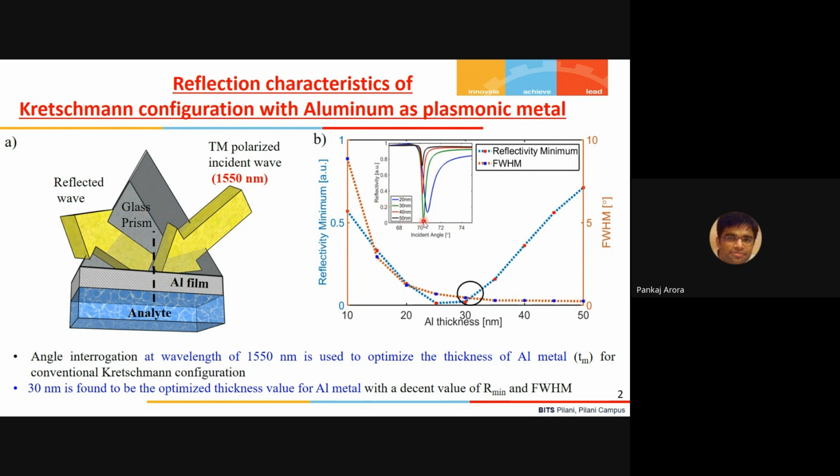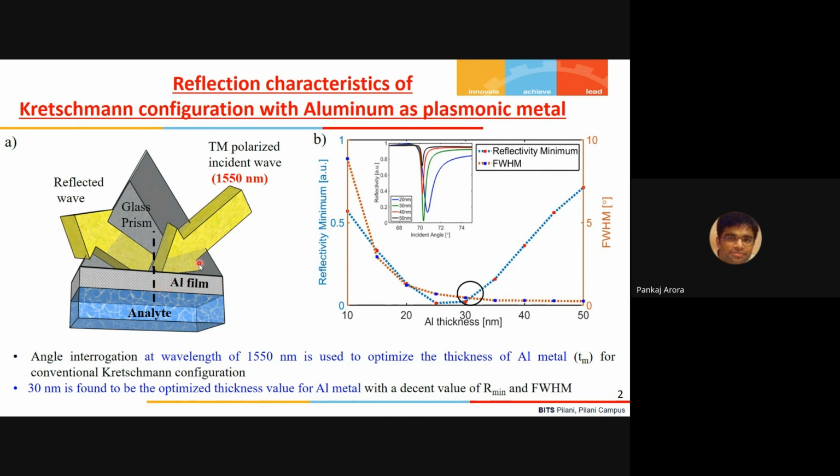The thickness which gives me the minimum reflectivity, and the other parameter I'm going to define is called the full width at half maxima, the line width. The narrower the curve, the more resolution offered by the sensor. So that term is called full width at half maxima. We plotted to calculate trade-offs: R minima should be very, very close to zero, and the FWHM should be as small as possible to get an optimal point. The optimal point we found at 30 nanometer. So in the next slides onward, I will be using an aluminum thickness fixed at 30 nanometer.